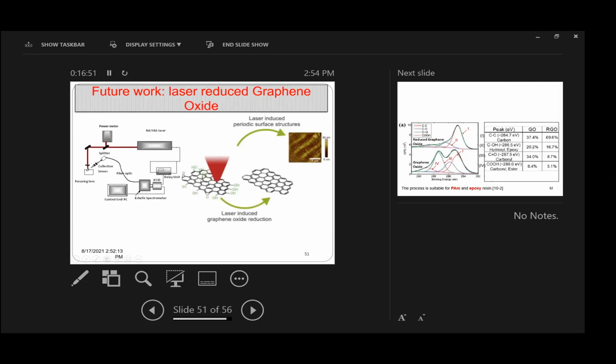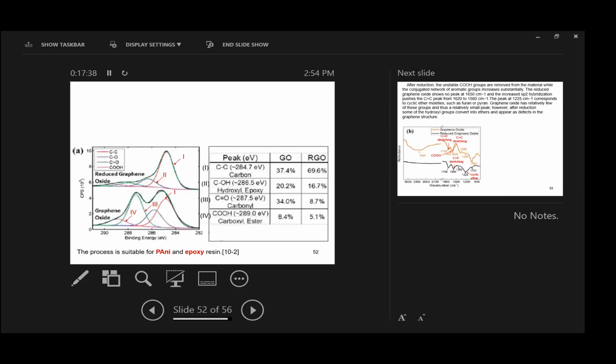Our future work is that we may use reduced graphene oxide instead of graphene oxide. As you know, if we convert graphene oxide to reduced graphene oxide, we will remove some hydroxyl and carboxyl groups, and we gain some ability to enhance absorption in the reduced graphene oxide. We will do this using a laser to reduce the graphene oxide, and then combine it with BVA in the future. We will see how much enhancement we get.